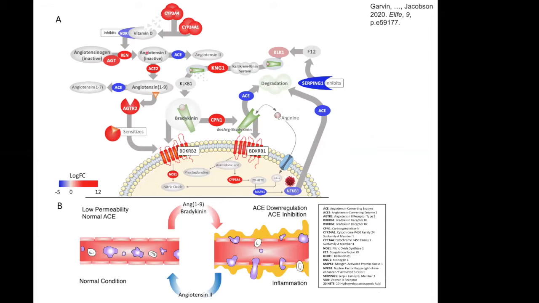So the renin-angiotensin system, one of the very first steps in it is actually modulated by the vitamin D receptor. So renin converts angiotensinogen into angiotensin 1. The vitamin D receptor is a negative regulator. It's a repressor of renin expression. Well, what we see in COVID-19 patients is a severe upregulation of two genes responsible for catabolizing vitamin D and its metabolites. We see a significant downregulation in the vitamin D receptor itself.